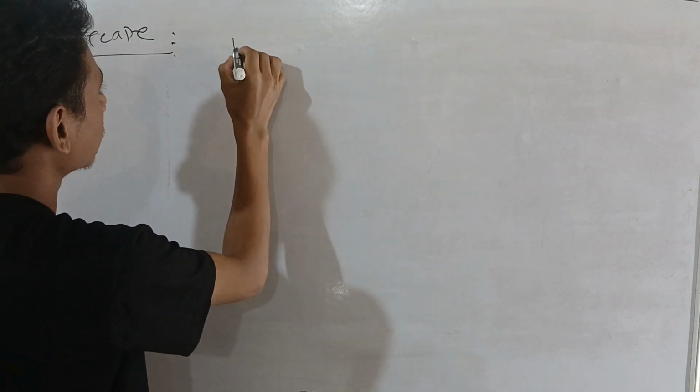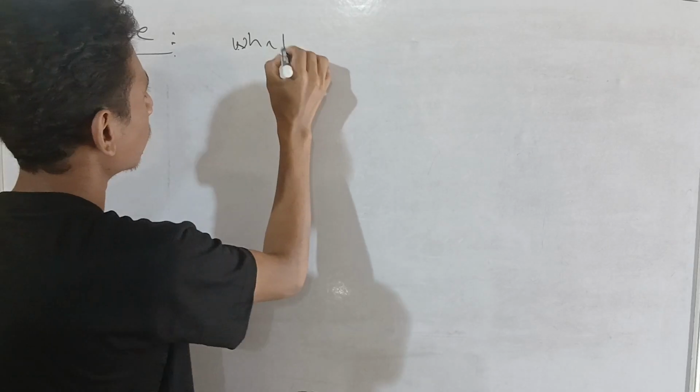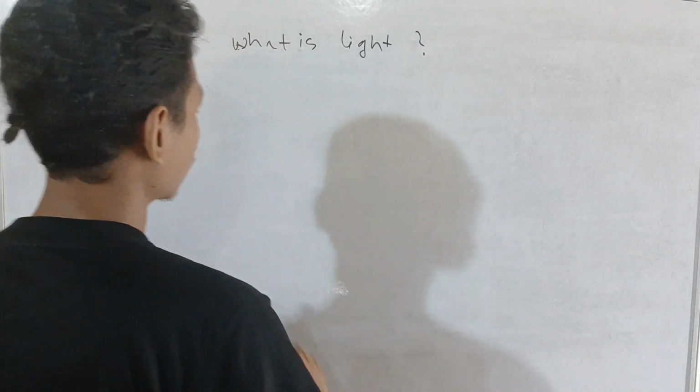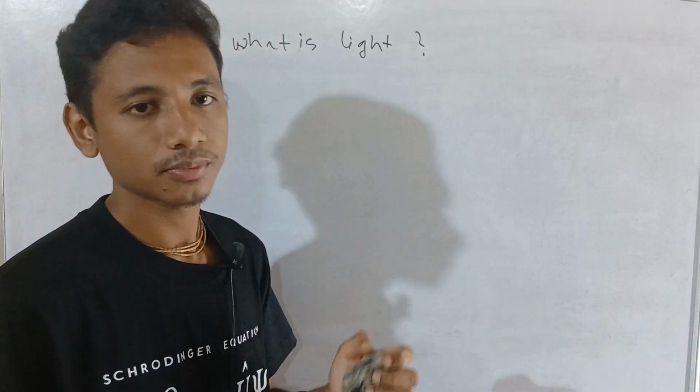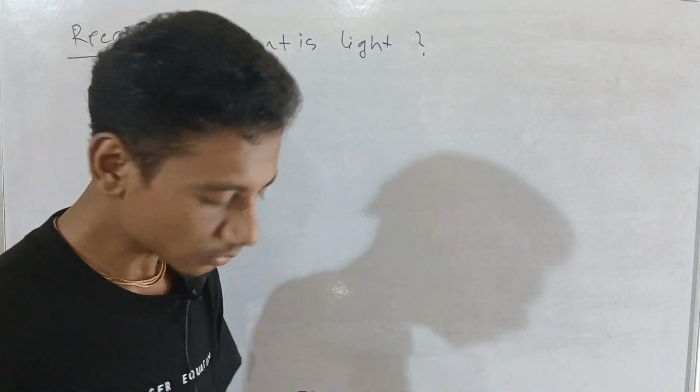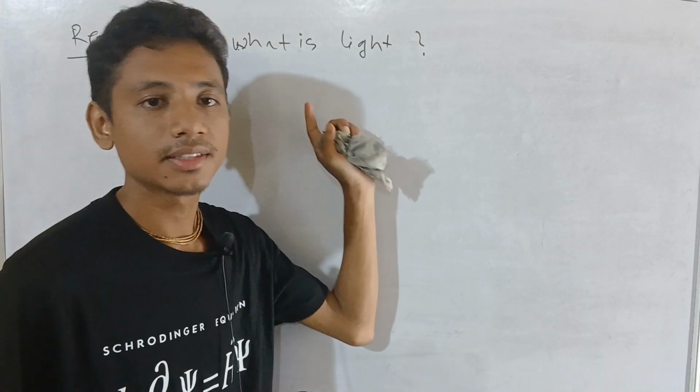First we discussed what is light. What is light? Light is a visible ray.